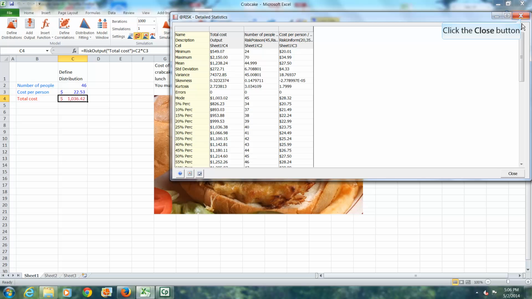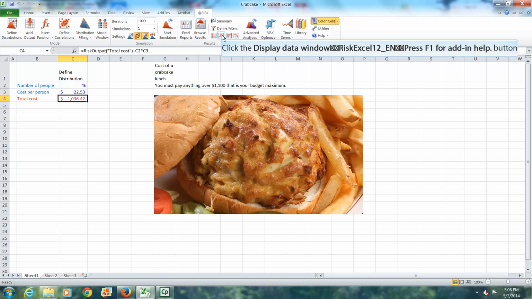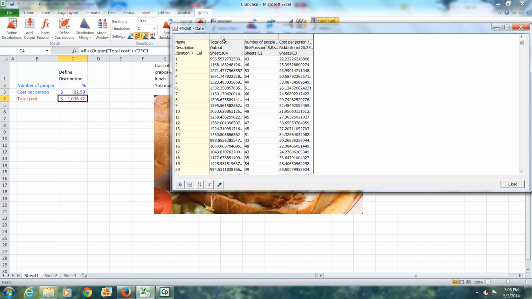So you get detailed statistics. You also get your data. This gives me a list of the 1,000 results that we got. In the first iteration of the model, there were 43 people and crab cakes were $22.22 a piece, and the overall cost was $9.55. This can be very nice because you can export this table into other software and prepare display graphics and that sort of thing.